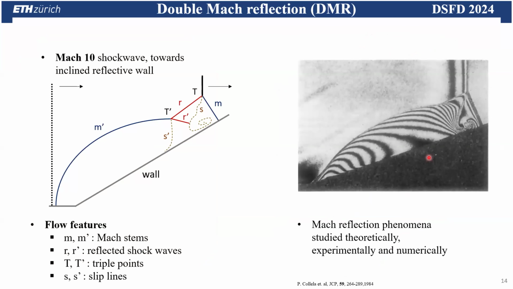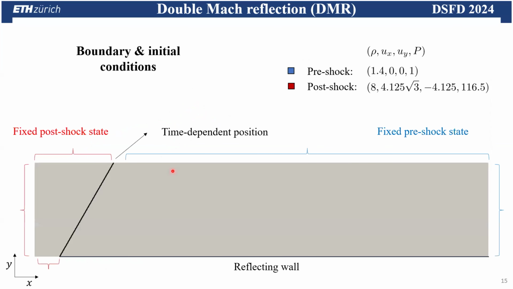And now we move on to 2D simulations, starting with the double Mach reflection problem. Here we have a Mach 10 shock wave colliding with a reflecting ramp, which is inclined 30 degrees. After the initial impact, a self-similar structure is formed at the ramp and grows in size as the shock propagates towards the right. And here we follow the conventional setup in the literature.